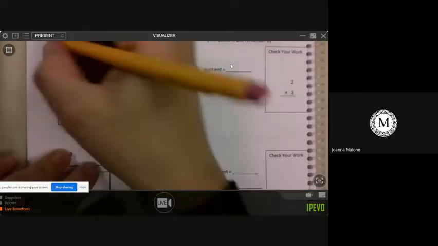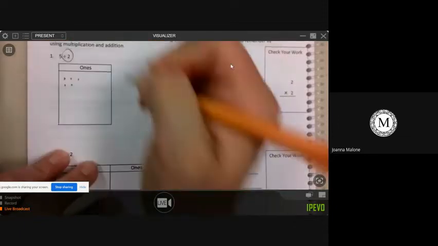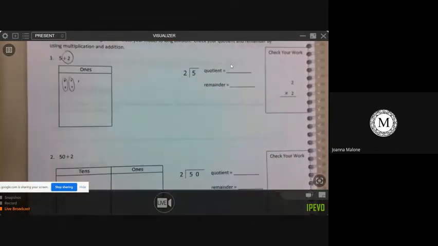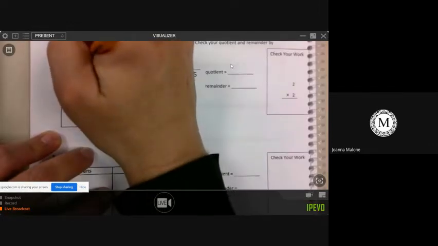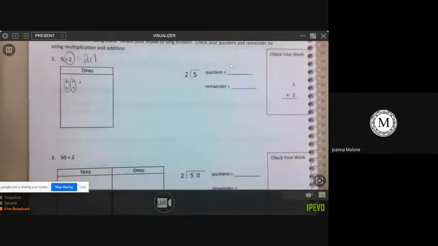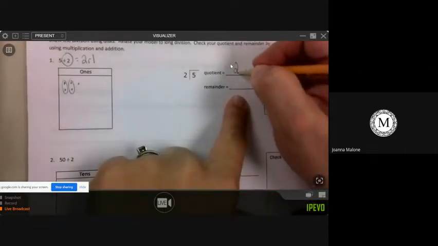2. Good job. So like Owen said, I do 1, 2, 1, 2, and then I have my 1 left over, right? Then I circle my groups. How many groups of 2 do I have? 2, right? So 5 divided by 2 equals 2 with a remainder of 1. Everybody good there? Okay, so my quotient is 2. My remainder is 1.